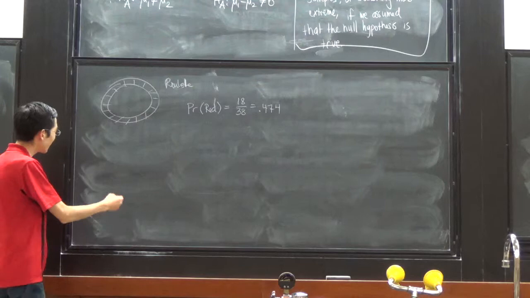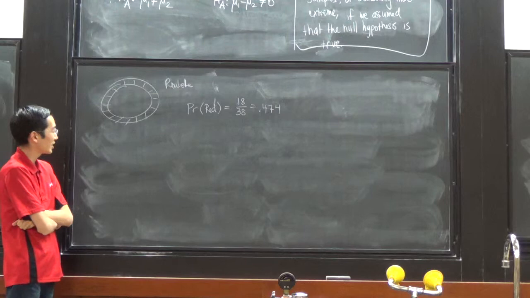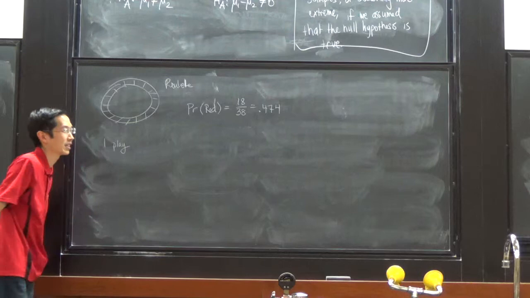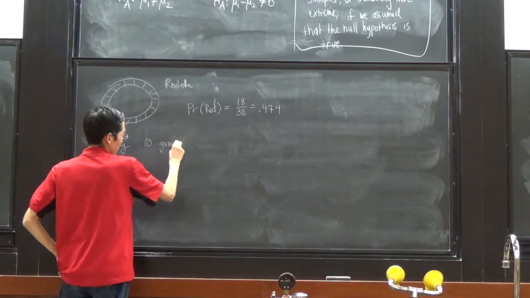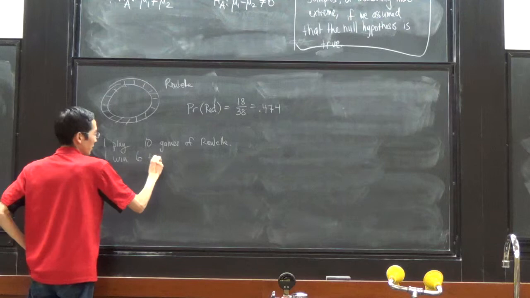Okay, so let's say I go to Vegas and I decide to play roulette, and I decide to play on the old strategy of just betting red. Okay, not a very good one. You'll lose your money quickly. But let's say I do this. Okay, so let's say I play 10 games of roulette. Now let's say I win 6 of them. I win 6 times. And all I'm doing is betting red.